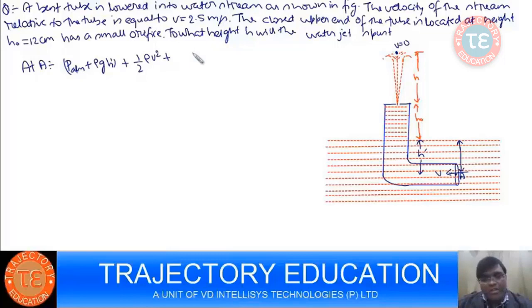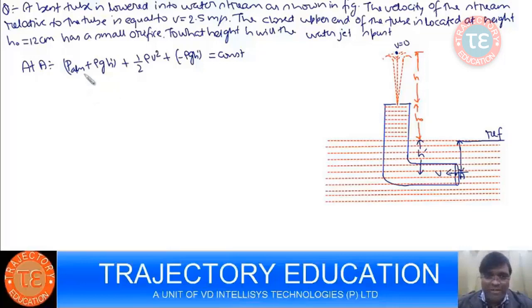Plus the gravitational pressure per unit volume. What is gravitational pressure per unit volume? For that I have to take a reference. Suppose I take this as reference. Then the gravitational potential energy per unit volume is minus rho g h dash. And that's constant, okay?